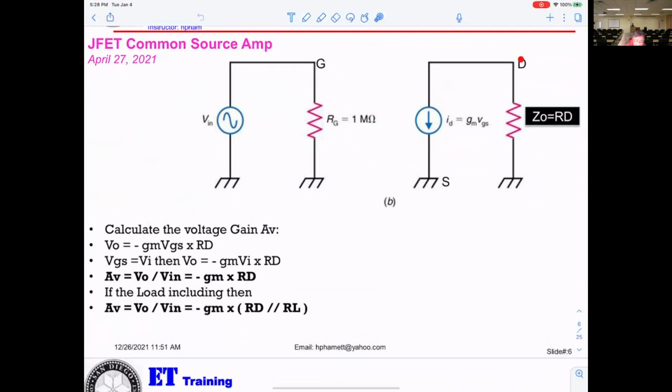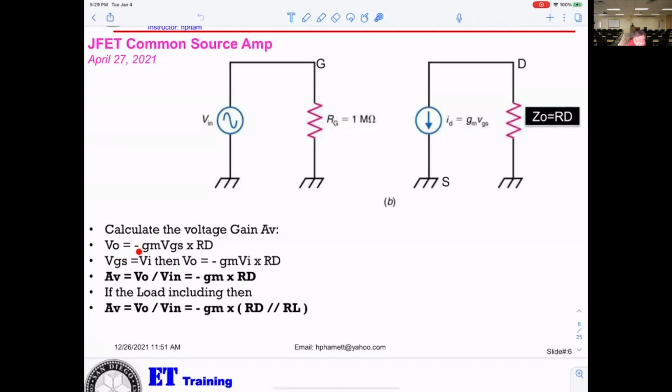At the drain, you can see only one resistor is connected to ground. That will be RD for that circuit. So the output resistance, looking into the amplifier, Zout, in this case equals RD. So this is basically the formula, okay? They give you Vout equals minus gm VGS, that means the current here, times RD.